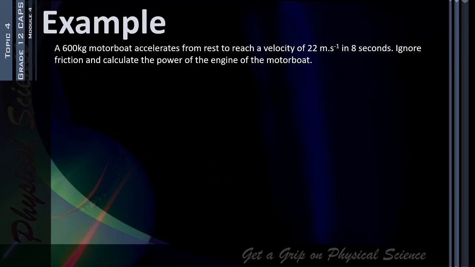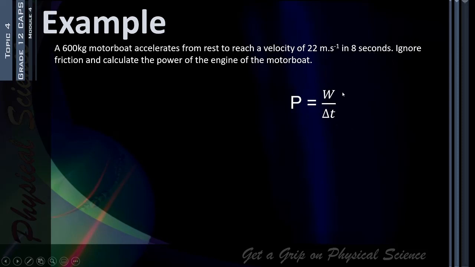A 600 kilogram motorboat accelerates from rest to reach a velocity of 22 meters per second in 8 seconds. Ignore friction and calculate the power of the engine of the motorboat. To calculate the power of the engine, we need to know what work was done by the engine, and we need to know in what time. Now, the time is easy because they said that the motorboat accelerated in a time of 8 seconds.